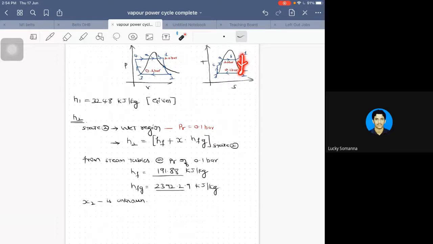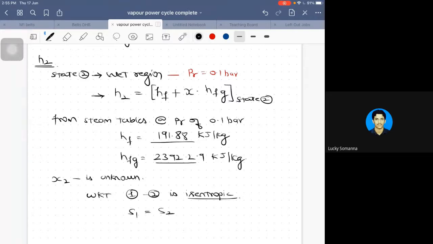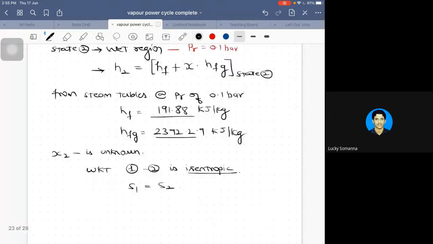Yes. The same thing I will be writing here. Since X2 and we know that process 1 to 2 is isentropic. Therefore, I would write S1 is equal to S2. Now, I need to find the value of S1 and the value of S2 and compare these two values. Okay, this is very important, guys.